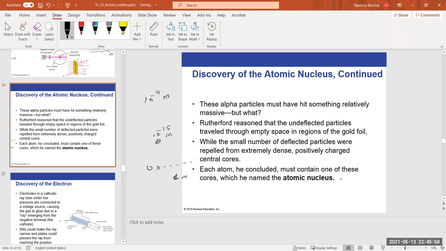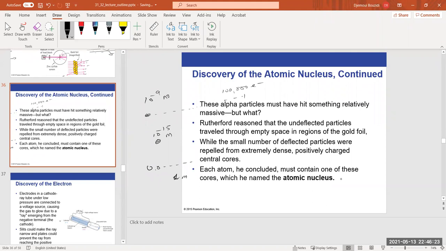So the atom is about 10 to the power 6. Actually, it's slightly smaller than that, but it's 10 to the power 5 bigger. So if this is the nucleus, you have to go about 10,000 to 100,000 times to find where the electrons are, okay? So this entire region is empty space.